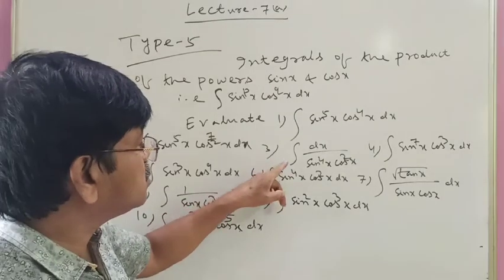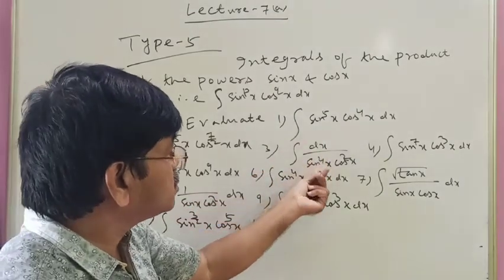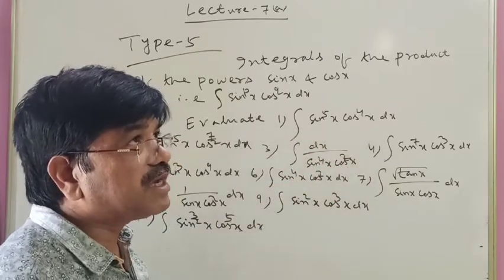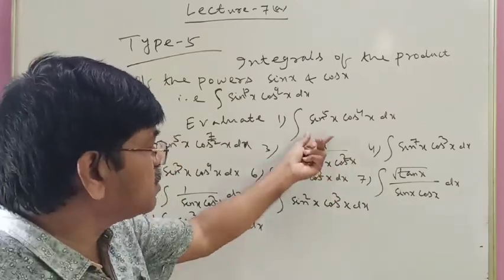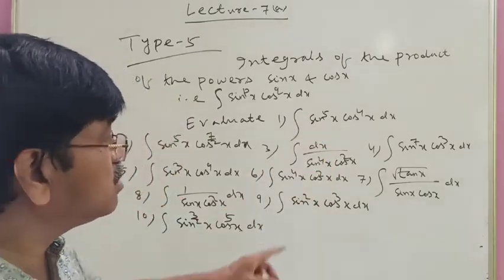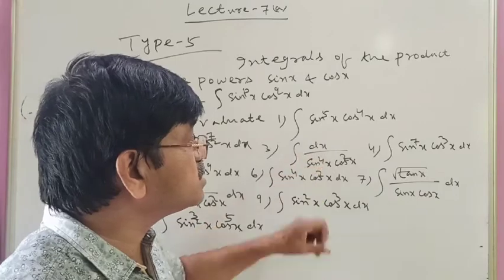And the number 3 question will bring up minus sin power minus 4x cos power minus 2, because you know 1 by x to the power x is x to the minus. So here the sum of the powers of sin and cos is minus 4 minus 2, that is minus 6, so negative unity. Here you will take the substitution tan x is equal to t.